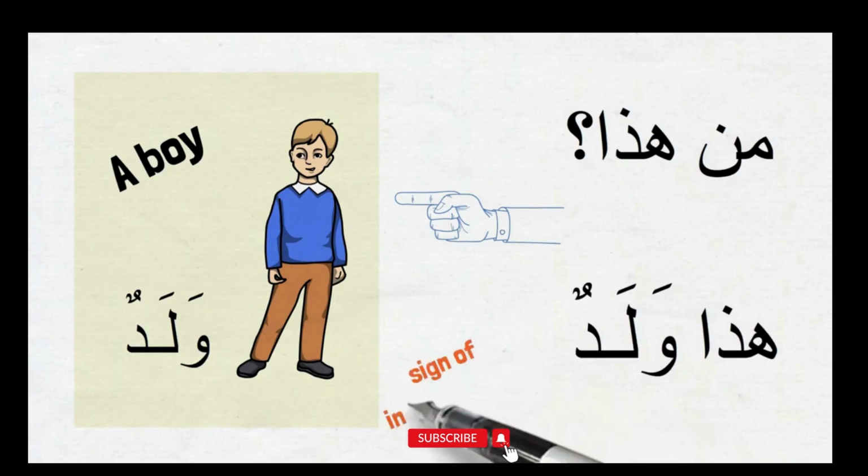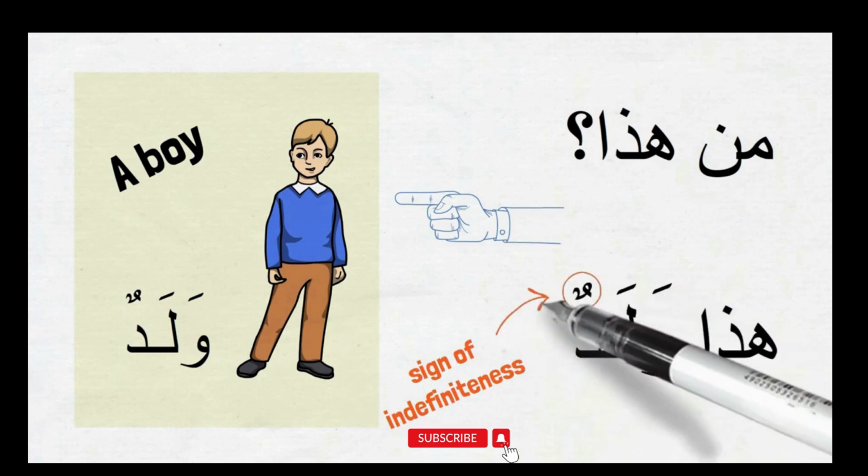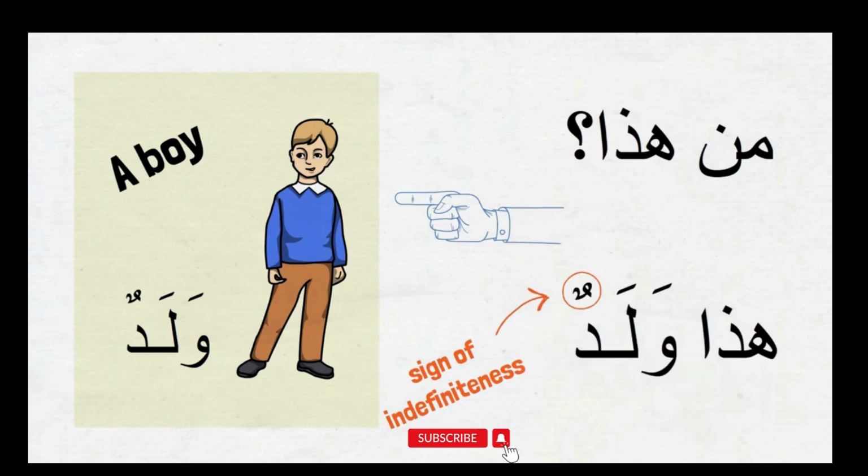Now do you remember the sign of indefiniteness in Arabic from our last video? What was it? Un ending, right? Un or tanween ending. So that still applies to these new words we are learning. In waladun, the noon at the end indicates that this noun is indefinite. So waladun translates to a boy.